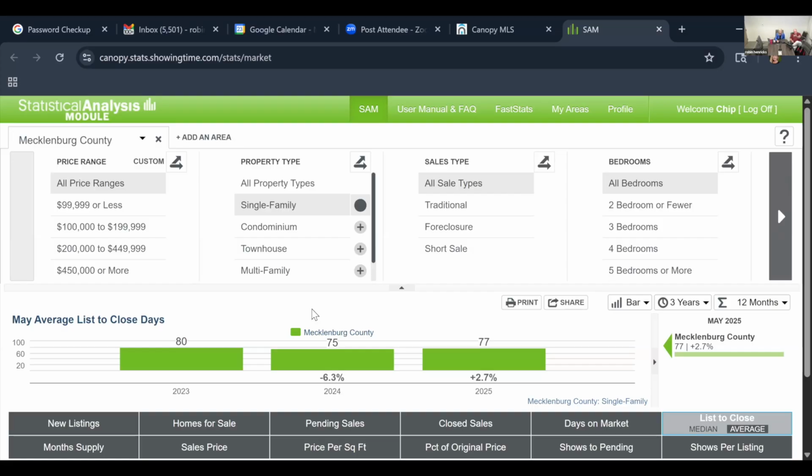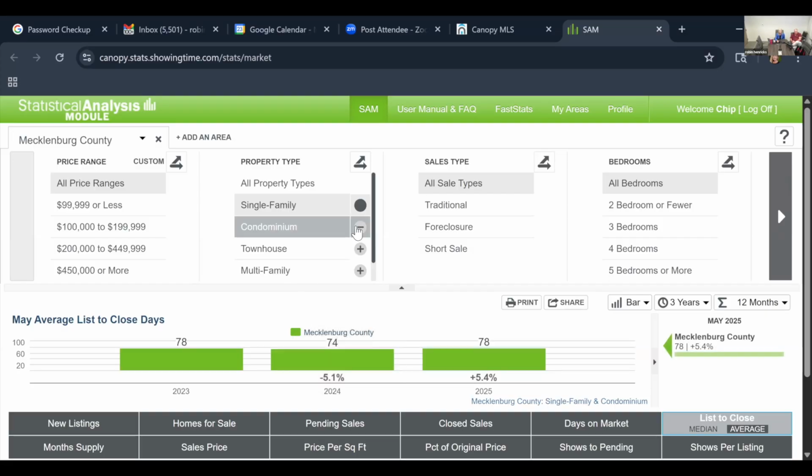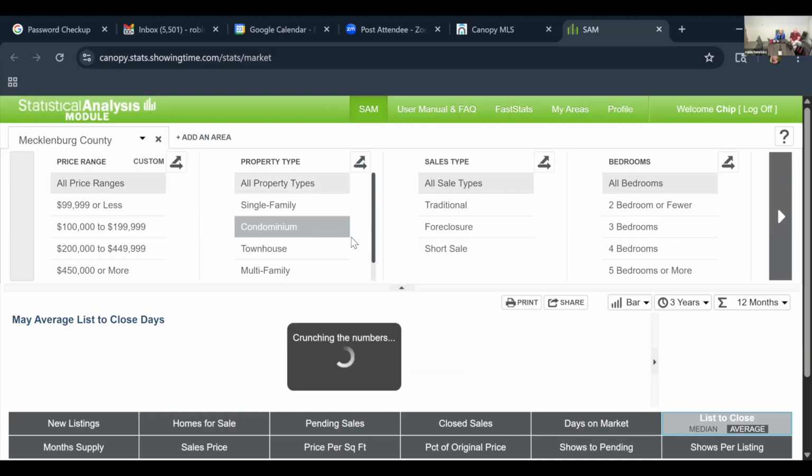Let's look, just for that, at condo and townhouse. Unclick single family. So condo, 82 days, wow, we're up 24% versus last year in the amount of days from list to close on condos in Mecklenburg. So again, if I'm going in and I'm gonna list a condominium, the conversation is gonna be very different than the single family home. Absolutely will. And it could be different if I looked at the zip code instead of Mecklenburg.